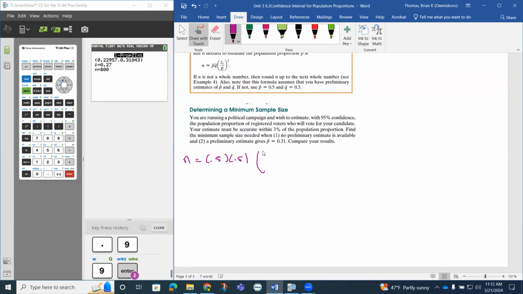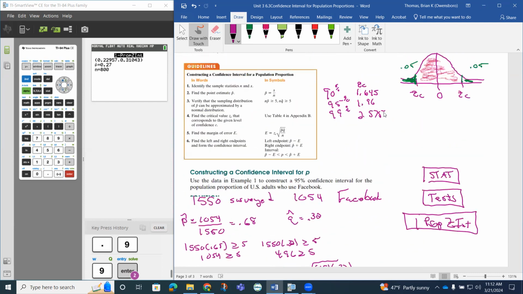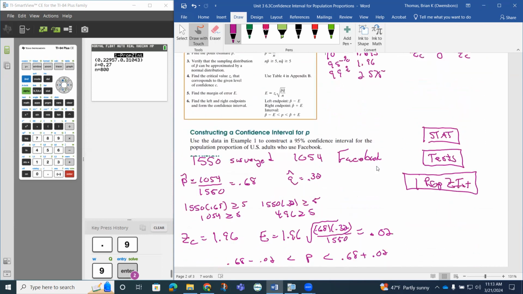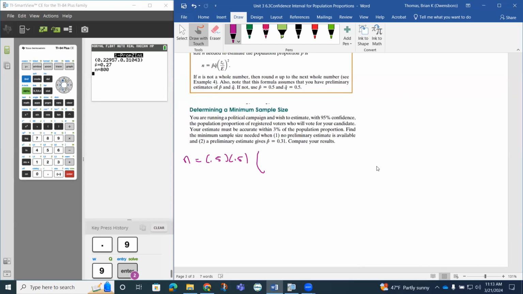Our critical value Z comes from this 95% confidence level. I think we wrote those down up here somewhere, so we don't have to look that up every time. So 95% is this 1.96. So 1.96 was our critical value Z. And 3% has to be turned into a decimal, so it's going to be 0.03, and that's going to be squared. So this will give us our minimal sample size.